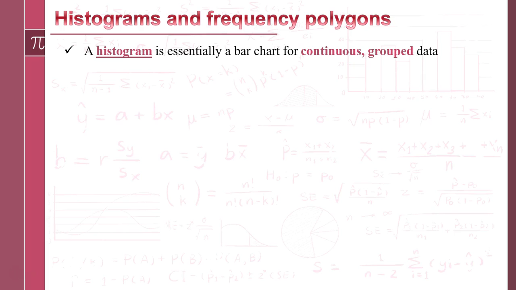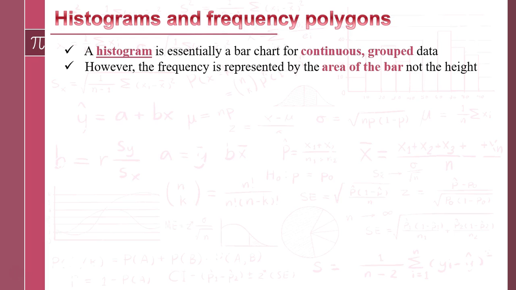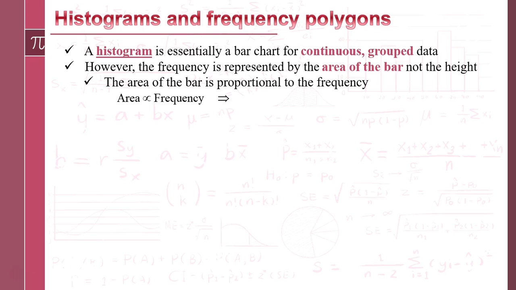So it's basically a bar chart, but for continuous grouped data. And the big difference between a histogram and a bar chart is that the frequency, i.e. the number of pieces of data in a particular category, is not represented by the height of the bar. It's actually represented by the area of the bar. Technically speaking, the area of the bar is proportional to the frequency.